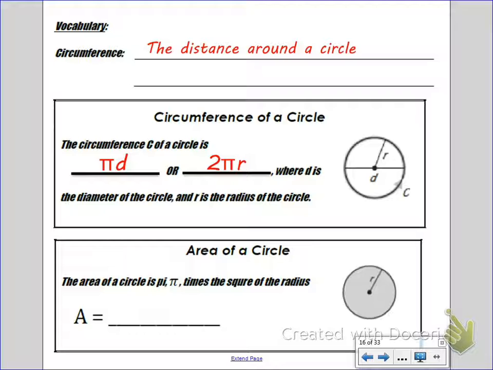We can also go ahead and find the area of the circle, and again, we'll be using pi as well. Okay, and the area of a circle is going to be pi times the square of the radius. So pi times radius squared.